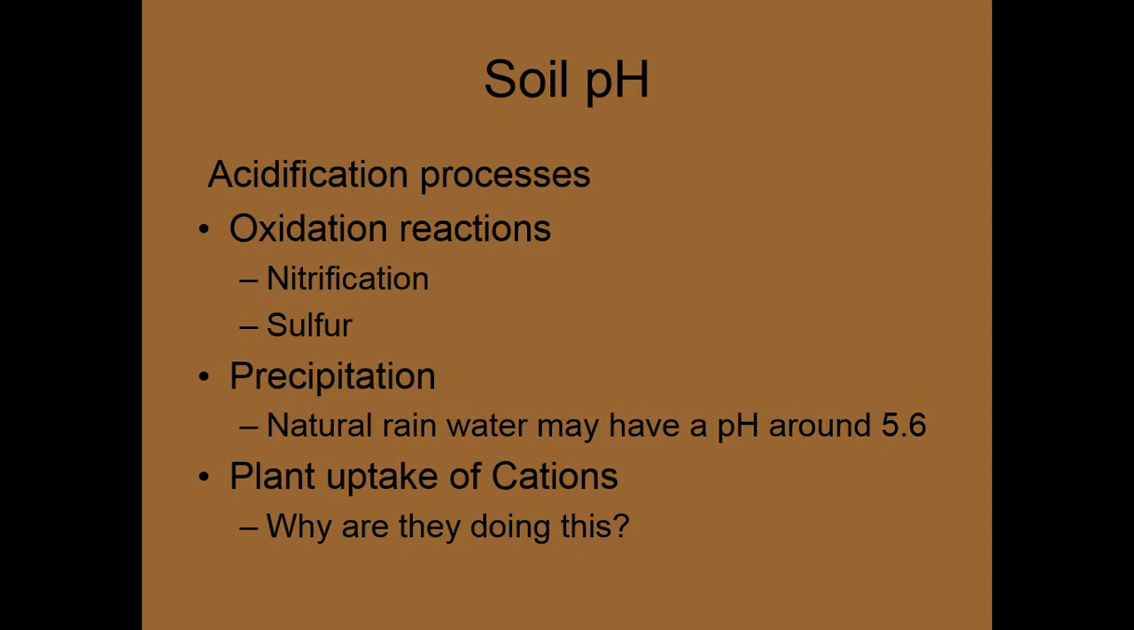Precipitation: natural rainwater may have a pH of around 5.6. That can vary somewhat, but it's usually slightly acidic. And then plant uptake of cations. Remember, plants take up cations because they are essential elements in a lot of cases: nutrients like potassium, ammonium, and calcium. If we're in an agricultural or forestry setting, plants are taking that up, and then we are removing that plant from the site, and with that we are removing those cations from the nutrient cycling.